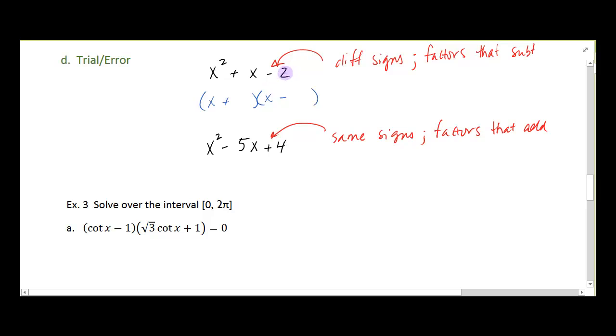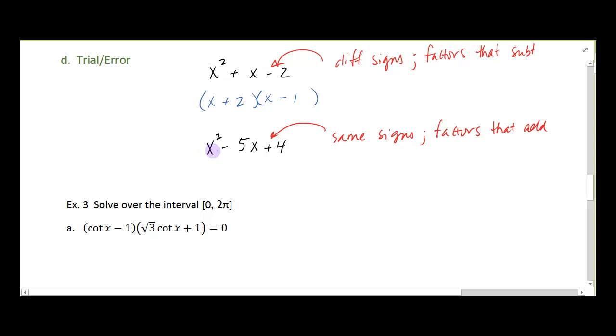So the factors of 2 that subtract to give me a positive 1 are going to be a positive 2 and a minus 1. Most of the time students get the last term correct, or they get these factors correct, but maybe in the wrong order. So let's just check the middle term. The middle term comes from the inner plus the outer. So it's a -1 plus 2 gives me a +1.